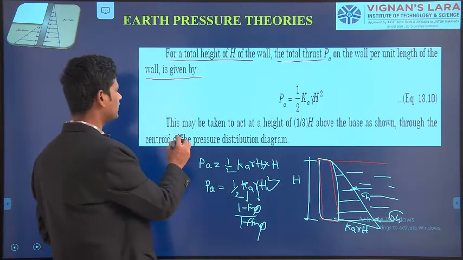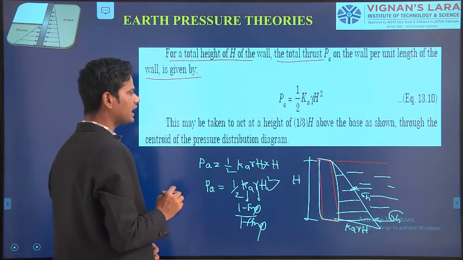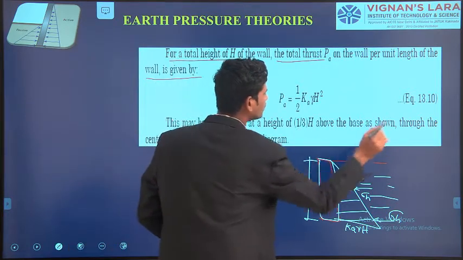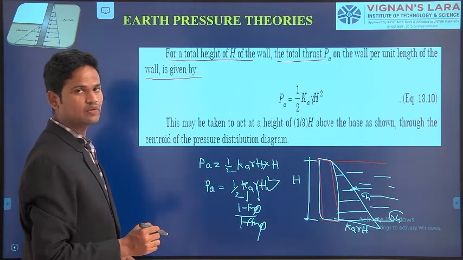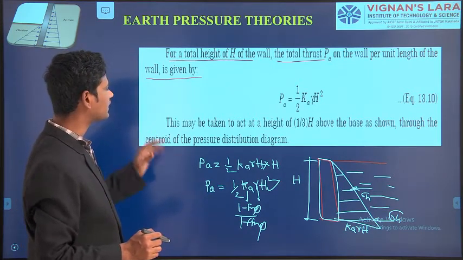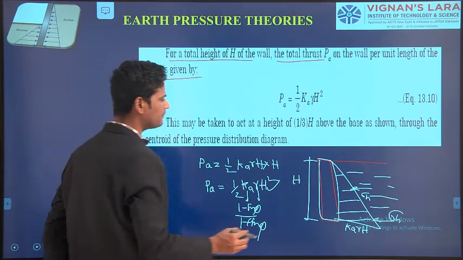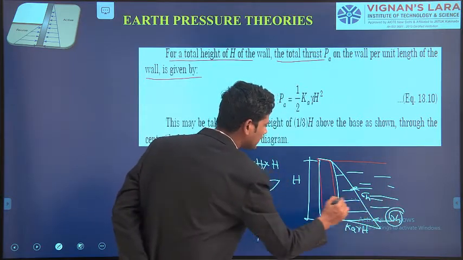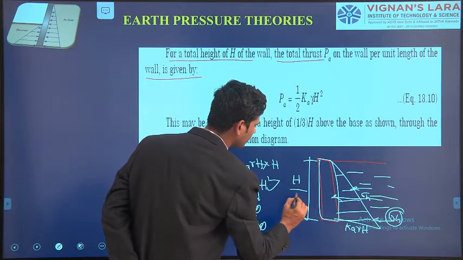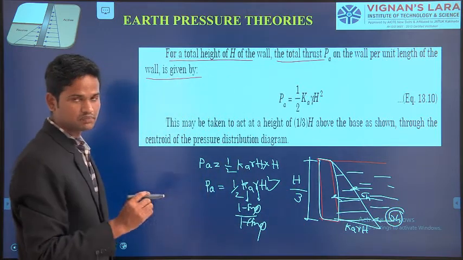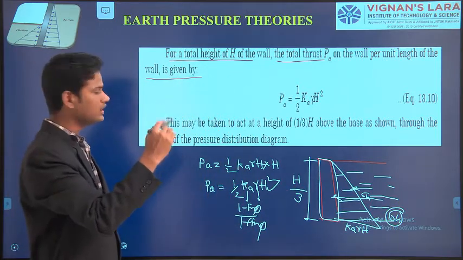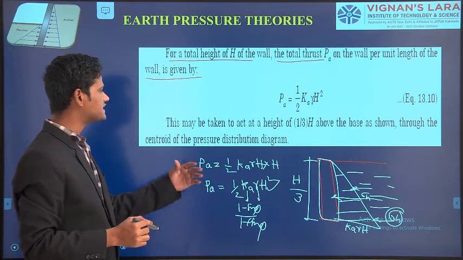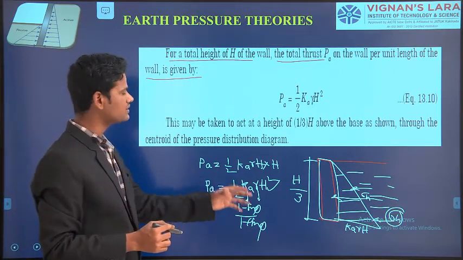Again, if you observe here, this may be taken at a height of H by 3 above the base of the retaining wall, the centroid of the pressure diagram. That means the horizontal pressure, the maximum, will be acting at a height of H by 3, the centroidal distance.